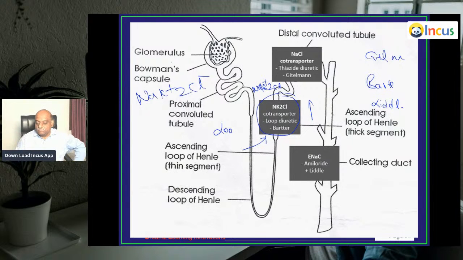Then Gitelman is like thiazide diuretic. Thiazide diuretic acts on the sodium chloride co-transporter in the distal convoluted tubule.